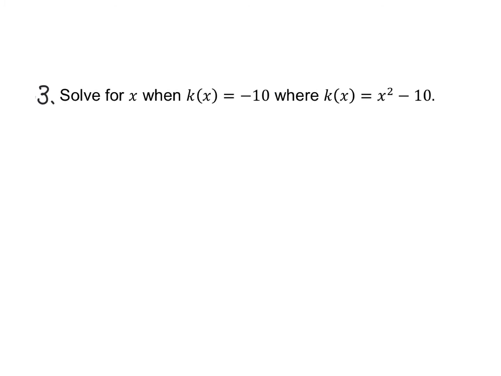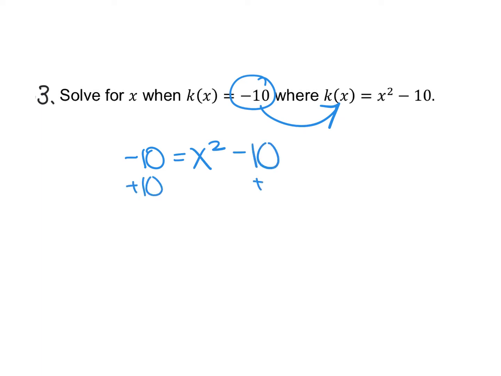All right, in our last example, again, this is going to be replaced here for that. So -10 is going to be equal to x squared minus 10. Again, we have to set it to 0. Well, look what happened there. Well, it looks like I am done. X is going to be equal to 0.